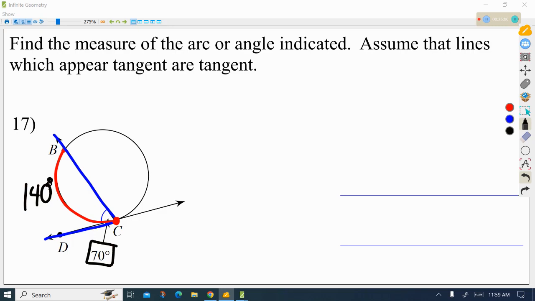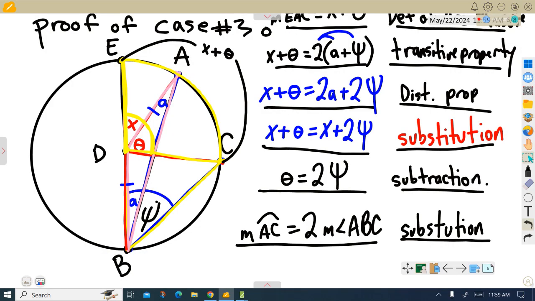So that's a one-step problem. Just please understand that the word tangent is what we're getting tested on in this section. And in some cases, the tangent lines make an inscribed angle. That's pretty simple. We'll move on to the next one.